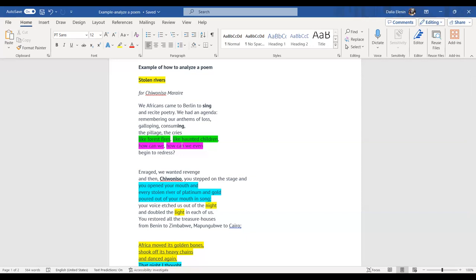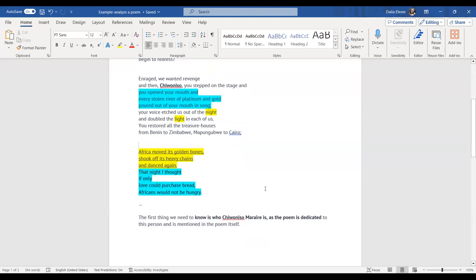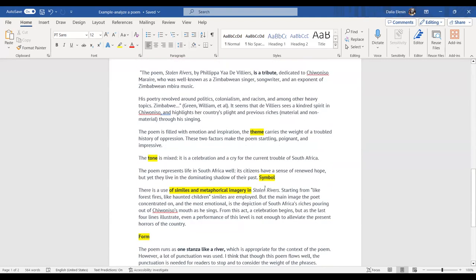Also here, begin to redress. This is a rhetorical question. Just like you can use it in literature or in novels, you still can use it in poetry. And the poet here is also using a rhetorical question. And look here again, your voice etched us out of the night and doubled the light in each of us. What is night and light? Right. Absolutely. There is a musical effect again here. And of course, you can see the choices of the poet.